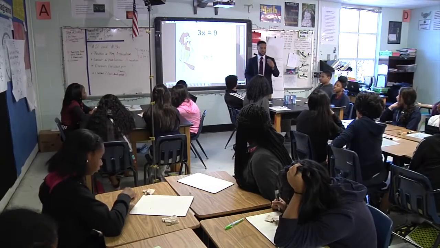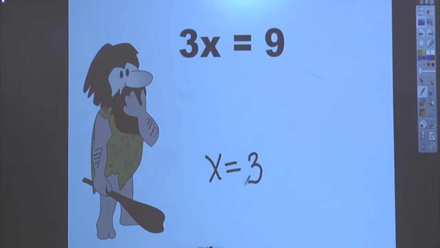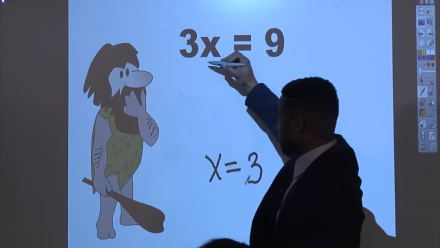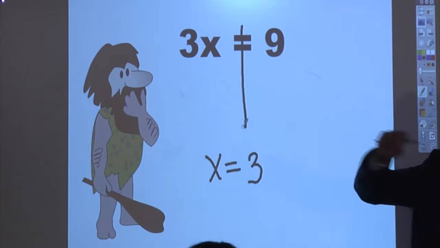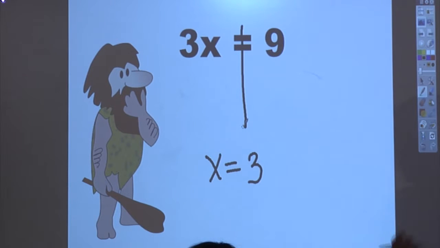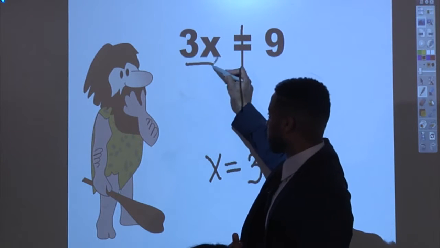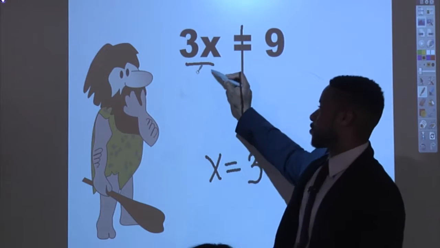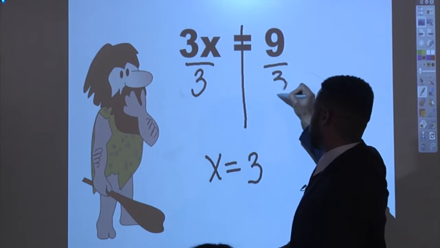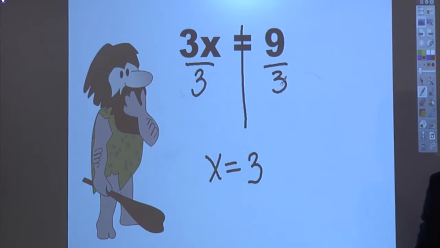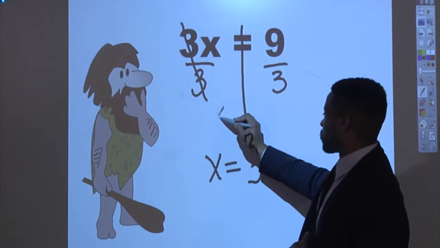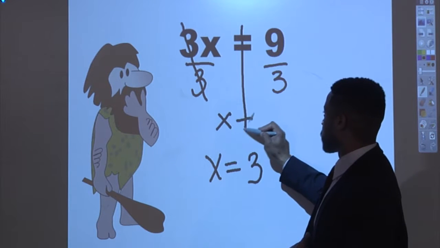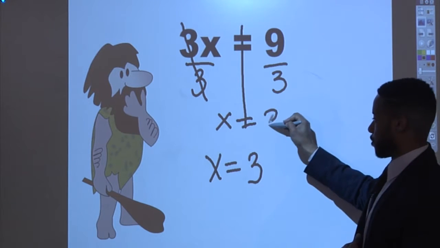All right, but if we wanted to use inverse operation, my first step would be to separate the two sides. I know that this is multiplication. 3 times x equals 9. All right, so the inverse of multiplication is division. So I'm going to divide both sides by 3. Okay, whatever I do to one side, I have to do to the other. 3 divided by 3 is 1, but we're not going to write that. Okay, so we're left with x, and 9 divided by 3 is 3.